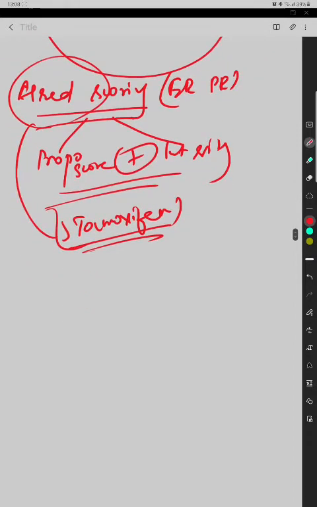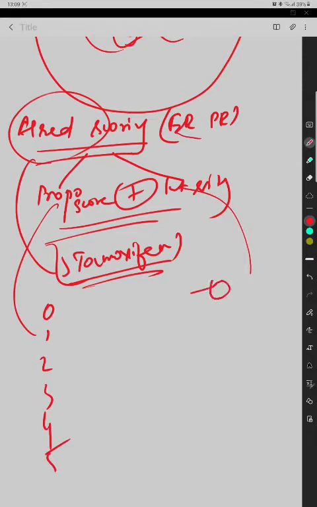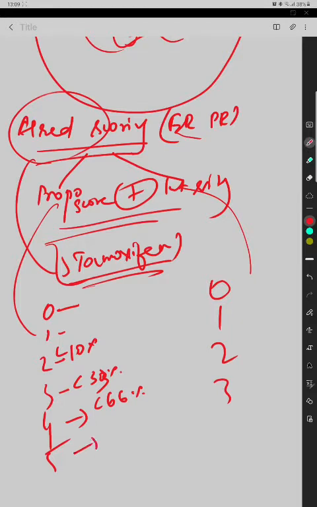Here we have to get the total score. The proportion score is going to be 0, 1, 2, 3, 4, 5, and the intensity score is 0, 1, 2, 3. The proportion score depends on the percentage of cells involved, from 0 to 100 percent. It's going to be 0 cells, less than 1 percent, 1 to 10 percent, 10 to 33 percent, roughly 33 to 66 percent, and 66 to 100 percent.